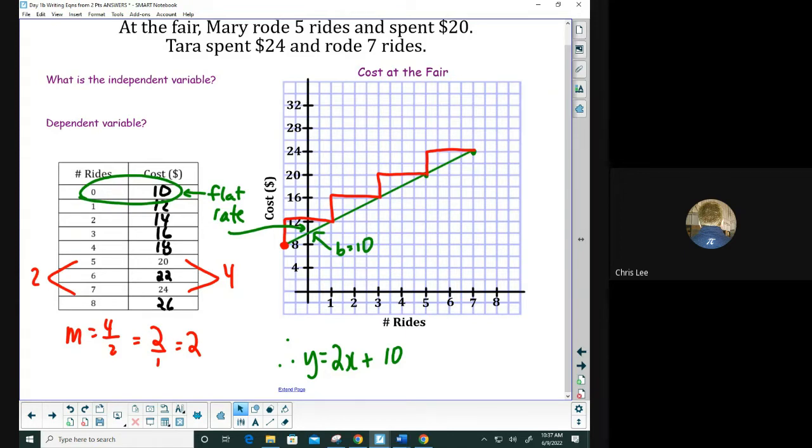You could have also used the graph to figure out the slope. Take any 2 points and find this. Right here, the original, you rise 4, run 2, 4 over 2. And then you end up with the equation y equals 2x plus 10.